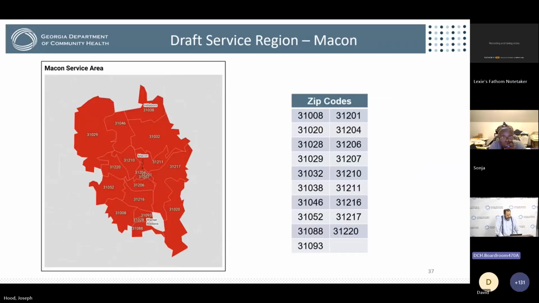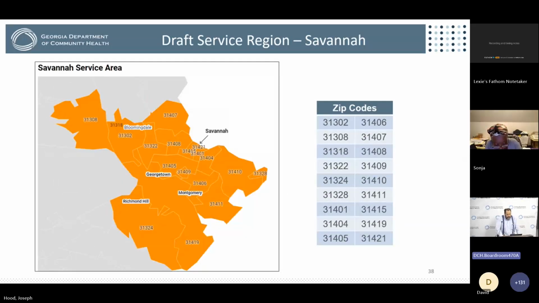The Macon region surrounds not only Macon, but also extends into Warner Robins, and somewhat a little north of Macon. For those of y'all who know Macon, there are a lot of service areas and neighborhoods in that northern part of Macon as you drive into Macon. And then, of course, Savannah, which is a large portion outside of Savannah and the Savannah region, including down into Richmond Hill.